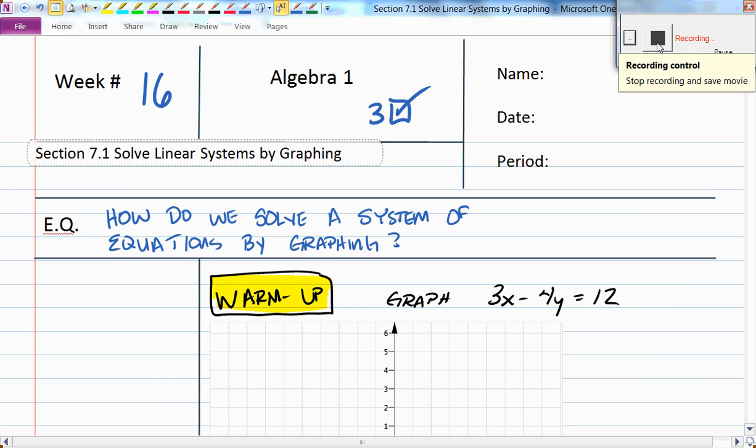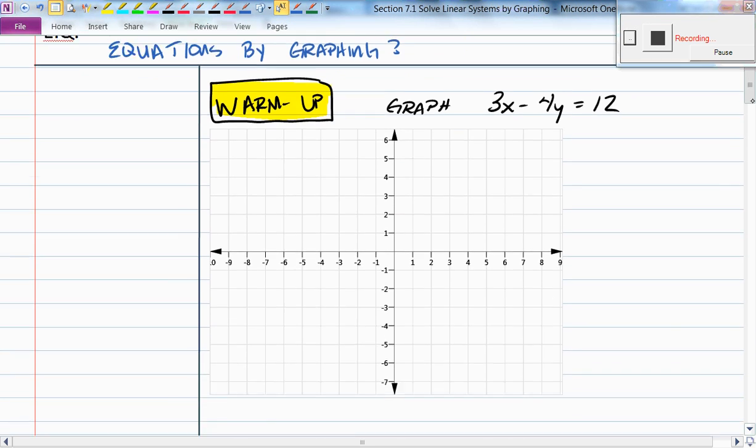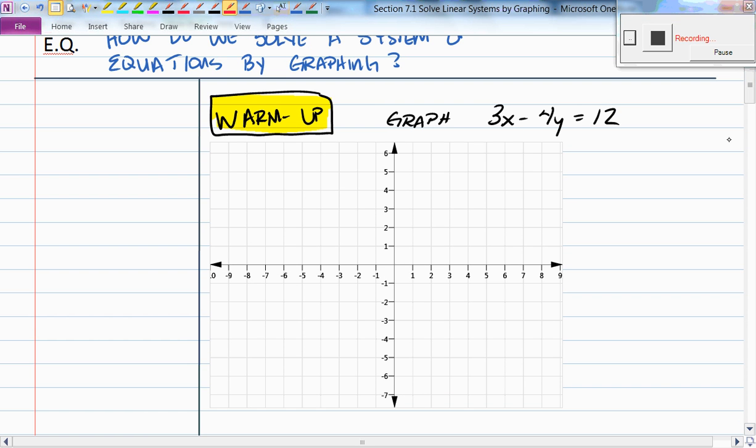Alright, so this is section 7.1. It's our introduction to solving a system of linear systems by graphing. And the essential question is, how do we solve a linear system of equations by graphing? So before we begin, I do want to talk about a little warm-up here.